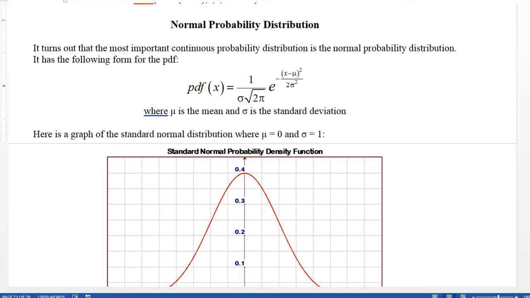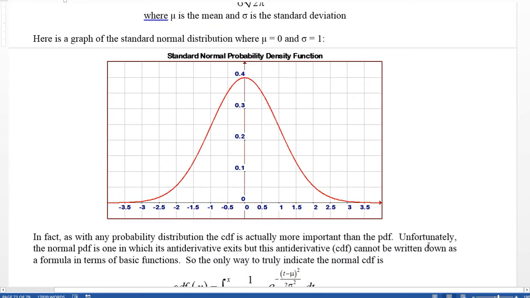Of particular interest is the standard normal distribution, where mu is 0 and sigma is 1, which is probably the simplest you can make this formula. If you put those in, you get 1 over square root of 2 pi times e to the negative x squared over 2. Here is that graph, this red graph here.